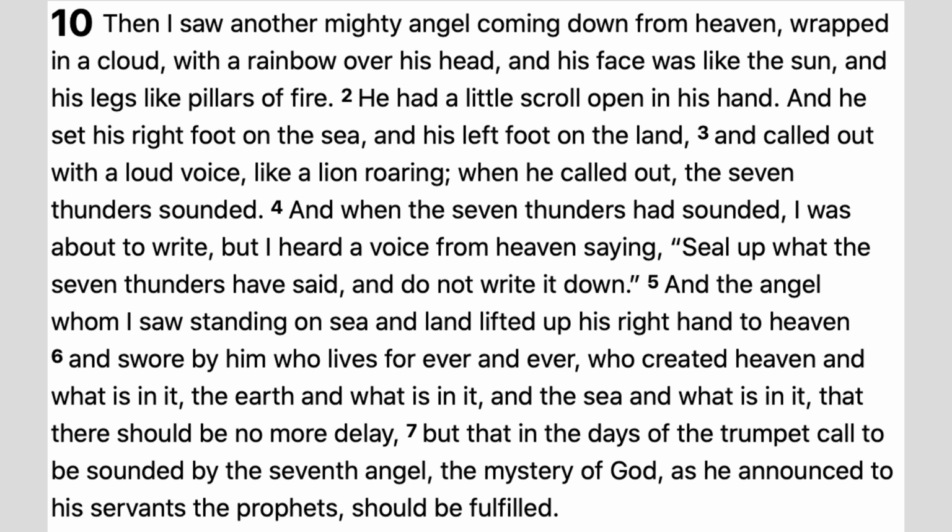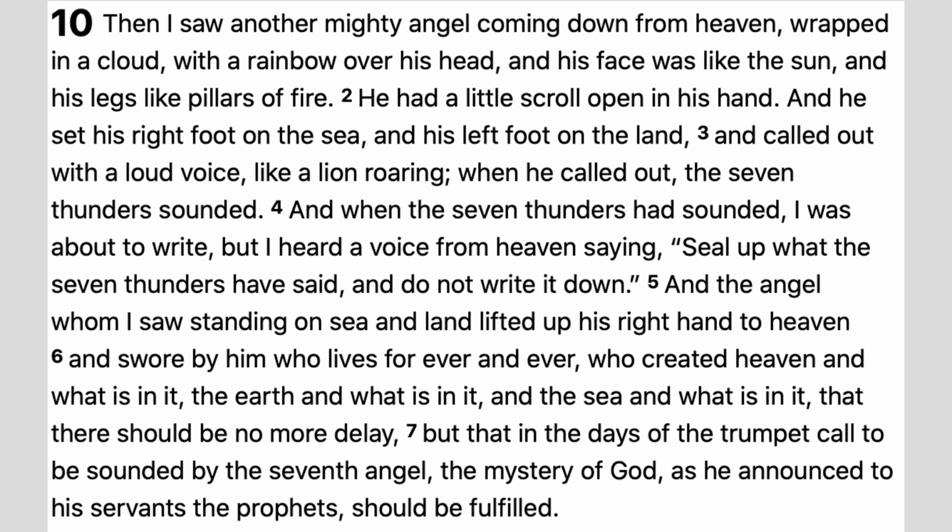And as we come now toward the end of the series of trumpets, we have several trumpets that have been sounding, and then there's going to be, as we see, an interlude again between the sixth trumpet and the seventh trumpet. So that puts the context in what we're looking at right here. Then I saw another mighty angel coming down from heaven, wrapped in a cloud with a rainbow over his head.